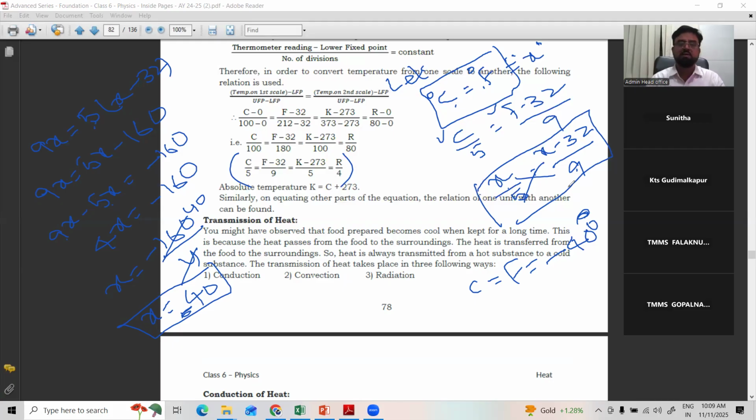Clear? Like these, questions can ask where Celsius and Kelvin are the same. So you can let C by 5 is equal to K minus 273 by 5. Where Celsius and Kelvin are the same, at one particular temperature they'll meet with each other. So here, in case of Celsius and Fahrenheit, it is minus 40. At minus 40 degrees Celsius, both Celsius scale and Fahrenheit scale are the same. Like this, so many possible questions will come in competitive examinations like Olympiad exams or any science exams. Okay? Or any competitive exam.